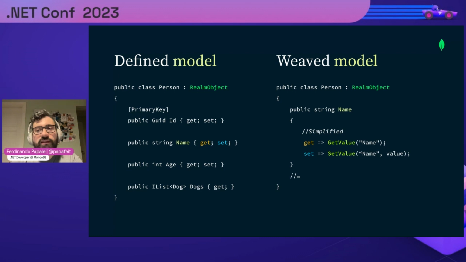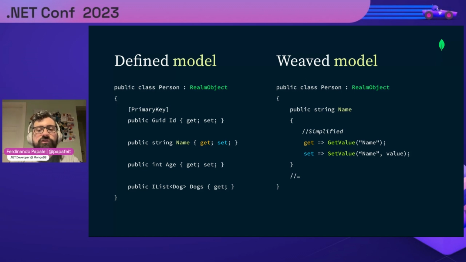And just to give you an idea, this is an extremely simplified version of what is happening, because actually it's much more complicated than this, because it depends on the state of the object, the type of the properties, and so on. So now, why did we need to do this? Why did we decide to do this?